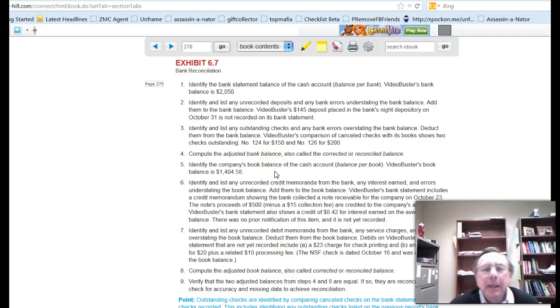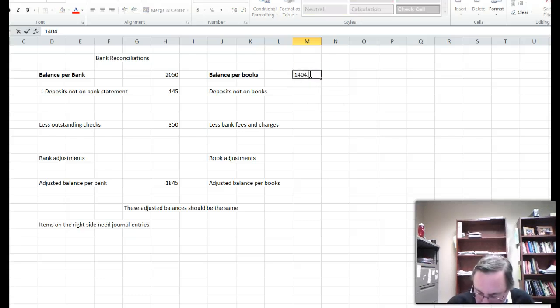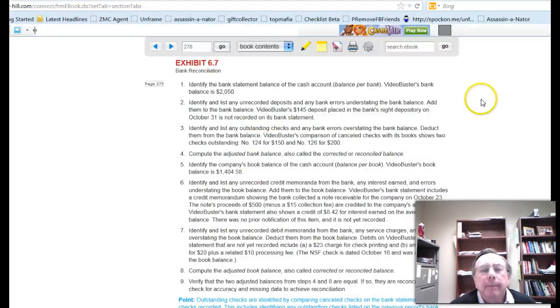Okay? All right, then we go over and let's see what's on our books, on our general ledger. So identify the company's book balance. Their book balance is $1404.58. All right, that's our starting point over here. Balance per books, $1404.58. Already we got some pennies involved. List and identify any unrecorded credit memorandum from the bank, any interest earned, errors understating the book balance. All those things would add to our book balance.